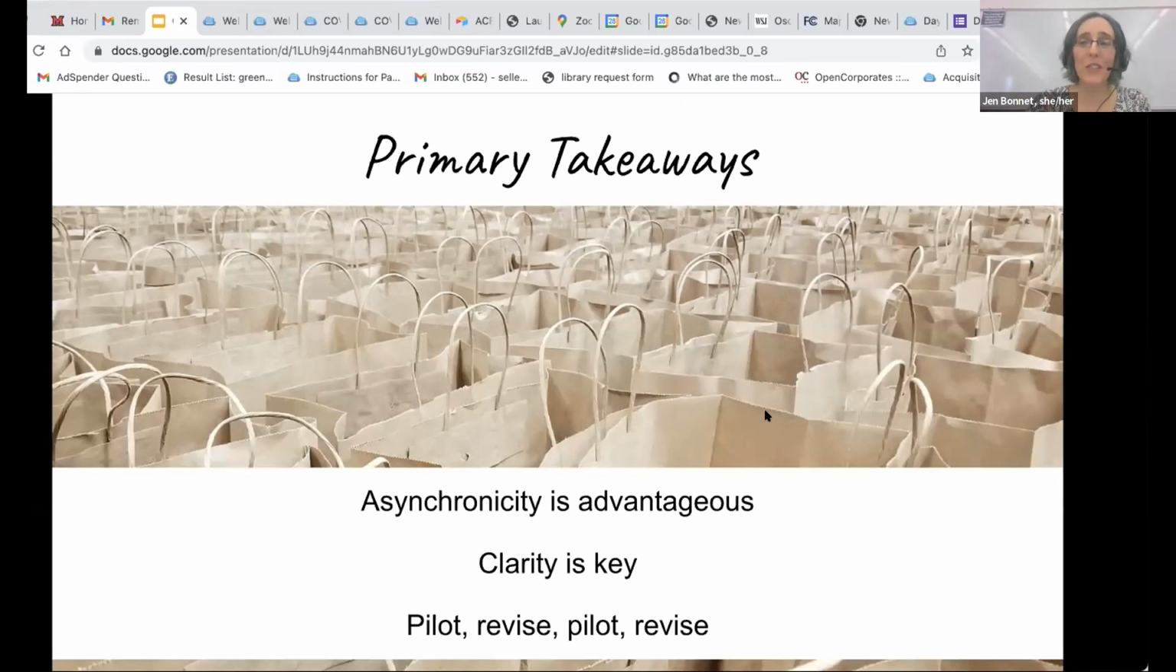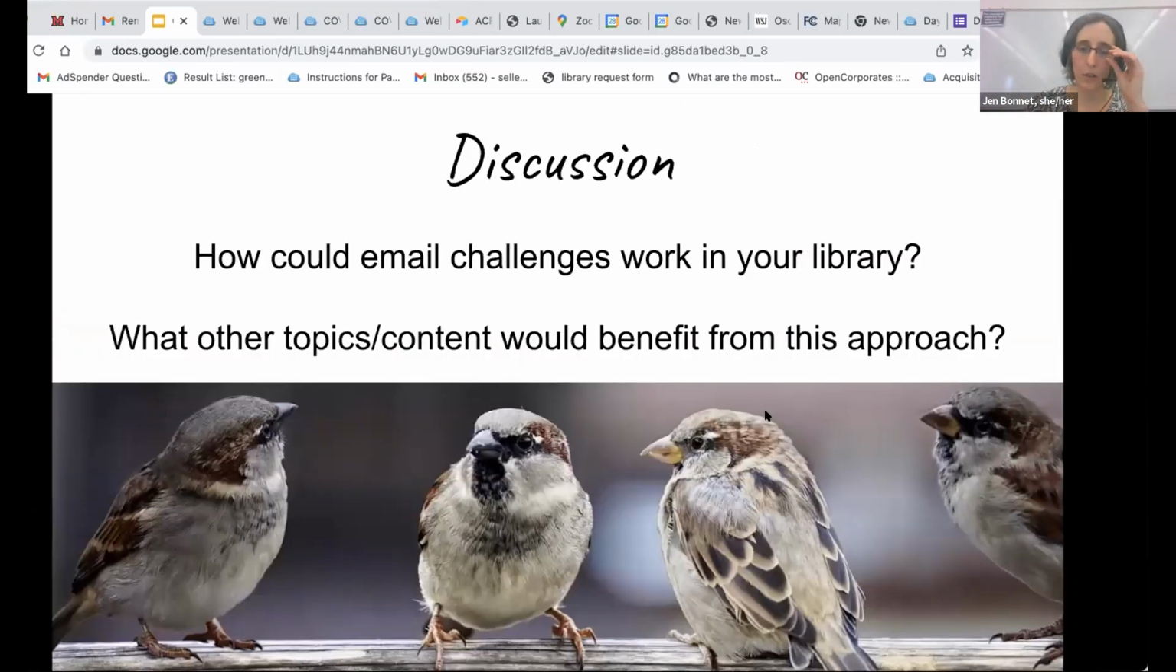But we will just quickly go to one other slide. We have a few minutes left, and we would love to know if you could put in chat or share, just to give us all some inspiration: how do you think email challenges might work in your library or your setting, your institution? Are there topics or content that you think would specifically benefit from this approach?